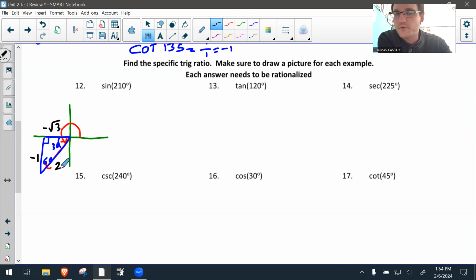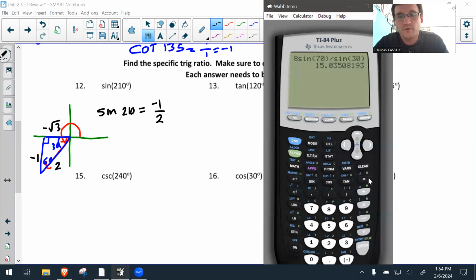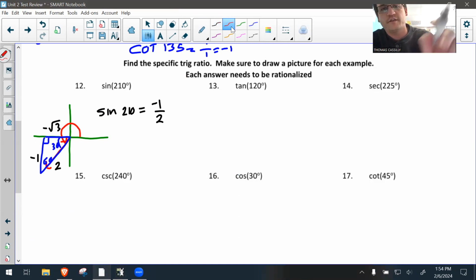So you got 1, 2, square root of 3, making sure the positives and the negatives are in the correct spot. It's a -1 because it goes down 1 space. Negative square root of 3 because it goes to the left square root of 3 units. So the sine of 210 is going to be the opposite over the hypotenuse. So sine of 210 is -1/2. And if you don't believe me, throw it into your calculator. The sine of 210 should be -0.5, which is what it gives us. So we can always check these things.